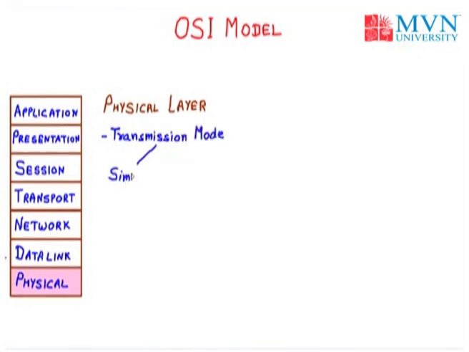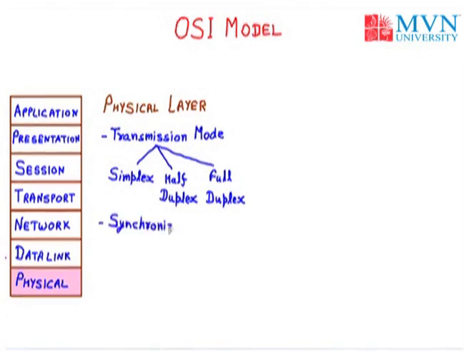Transmission modes may be simplex. Simplex means there is one-way communication. That means only one sender can send the data, and the other party can only receive the data. That is called simplex. The second one is half duplex. There is two-way data transmission in half duplex, but only one at a time can send the data. Then the third one is full duplex. Both parties can send the data at the same time. They can send and receive the data at the same time. That is called full duplex.